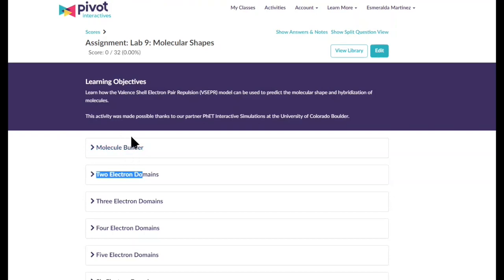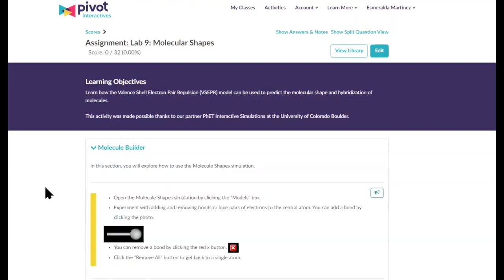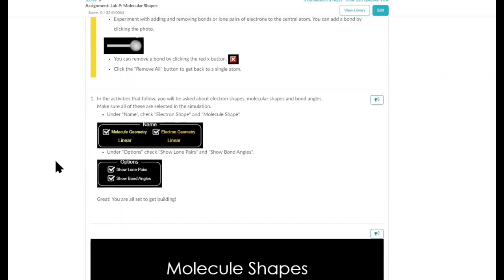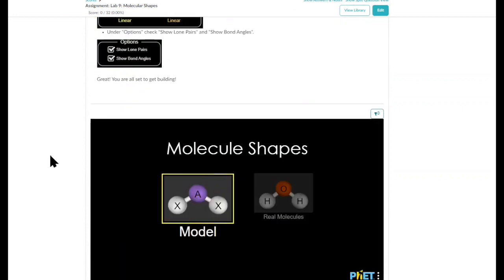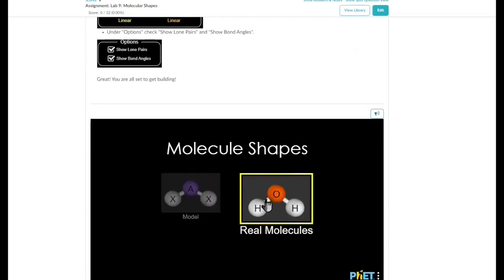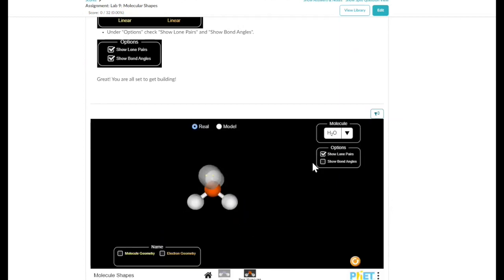So Lab 9 is relevant to molecular shapes. The first section just goes into guiding you on how to use this simulation. There's a model that you can build, which has atoms with no names really. It's just so that you can look at the shapes. And then you have real molecules and you can look at their shapes and their lone pairs.